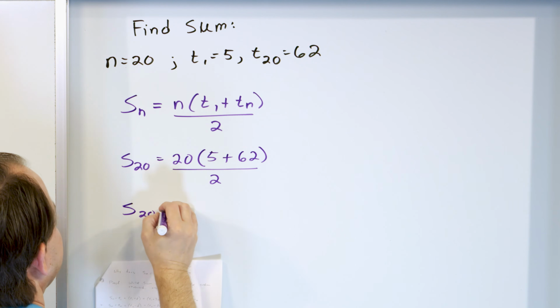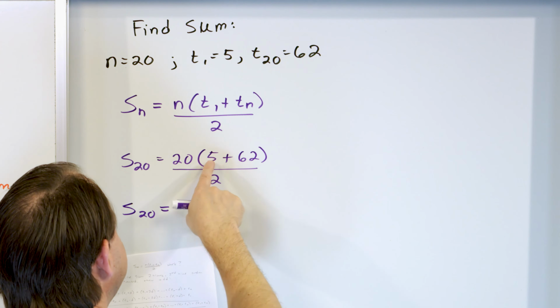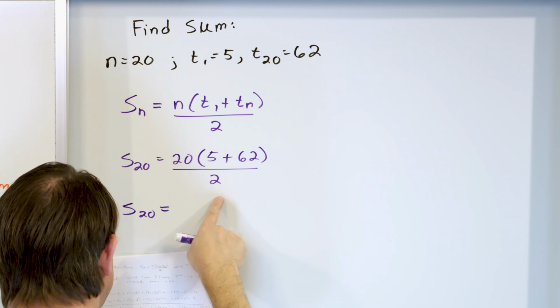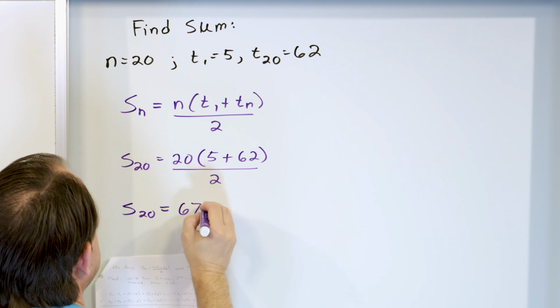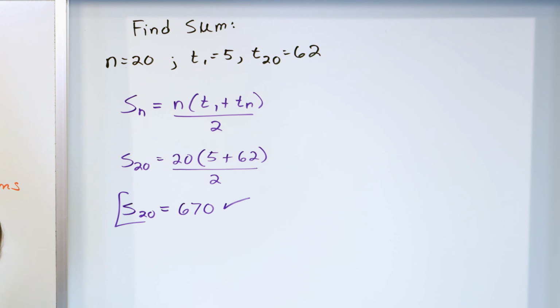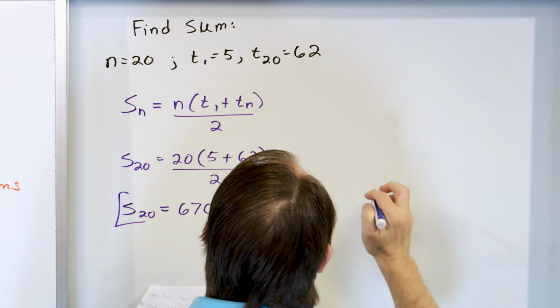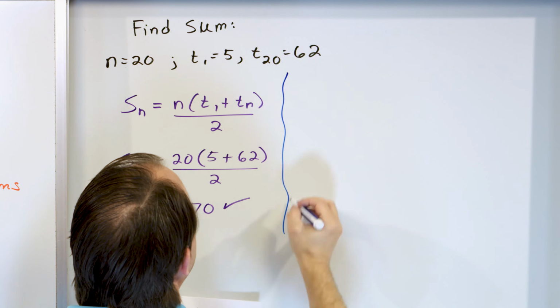So the 20th partial sum over here is going to be, when you take 20 and you add 5 plus 62 and you multiply by 20 and you divide by 2, you're going to get 670. And this is the final answer. Now, we could stop there because that's really all I asked you to do. But I think it's good for us to write out what the terms of this sequence would really look like.